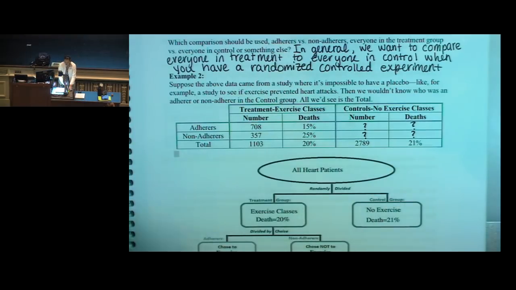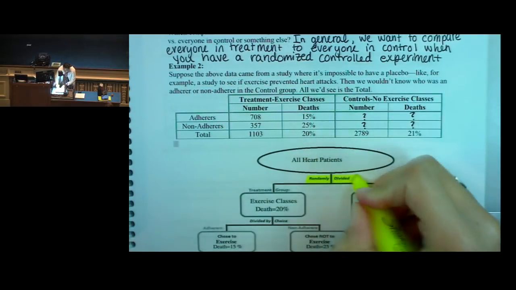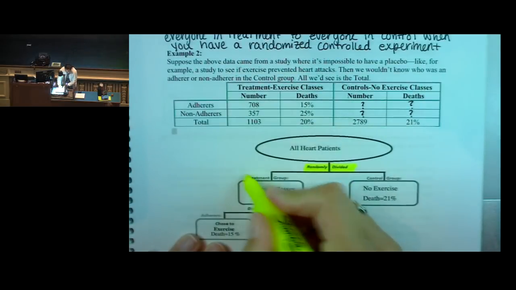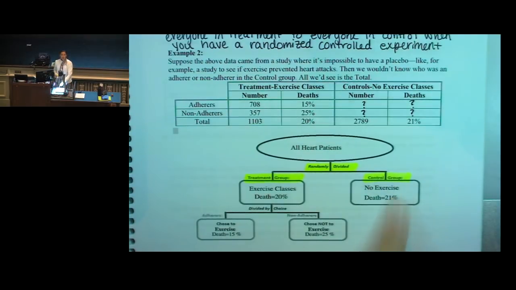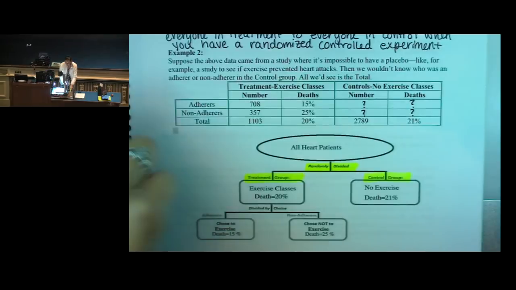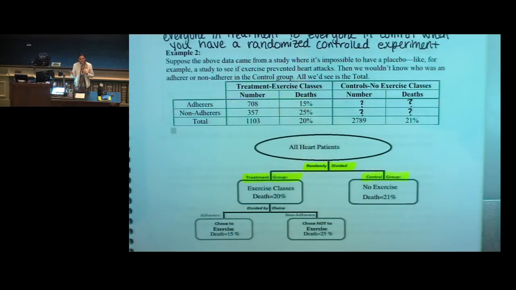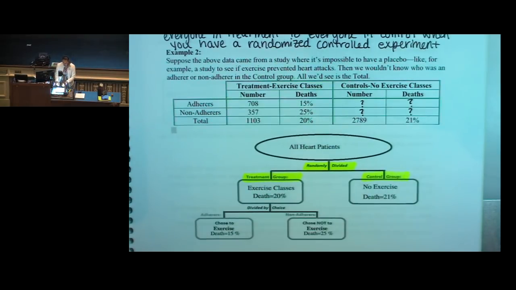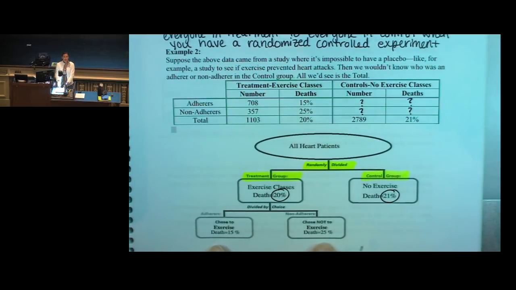So basically, with this, what we're dealing with is the same thing. We have all these heart patients. They're randomly divided into a treatment group and a control group. Now the treatment's exercise classes, not a drug. Control group is just they don't exercise. And so see how we can't even get adherers and non-adherers? How do we tell if someone didn't exercise or didn't exercise? It doesn't make any sense. So again, this would be the comparison we want to make because the other option isn't even there if we wanted to.